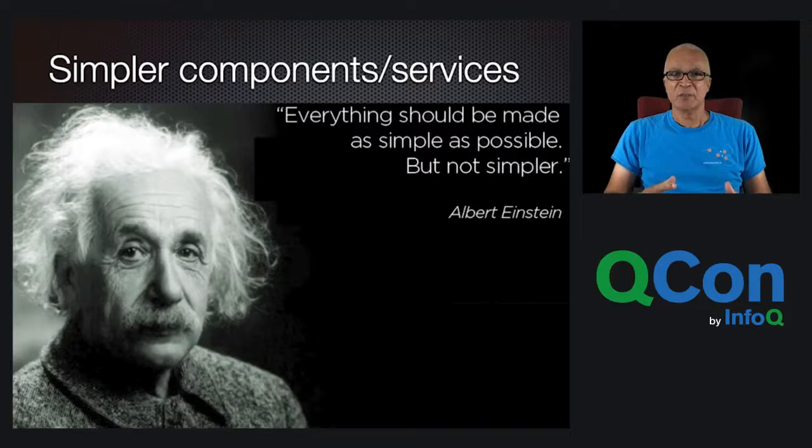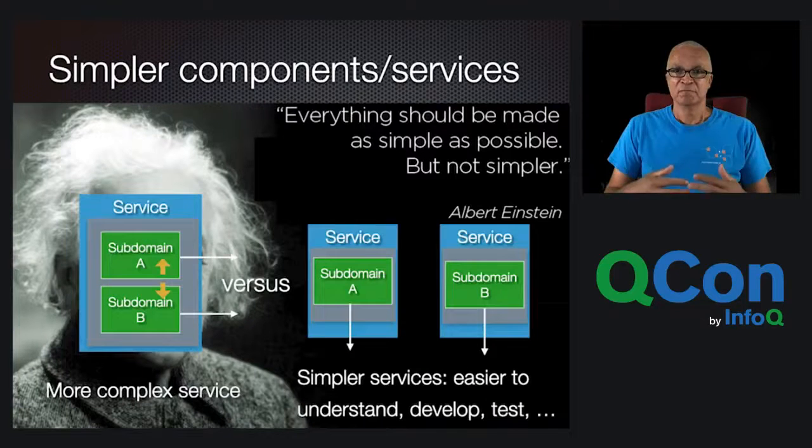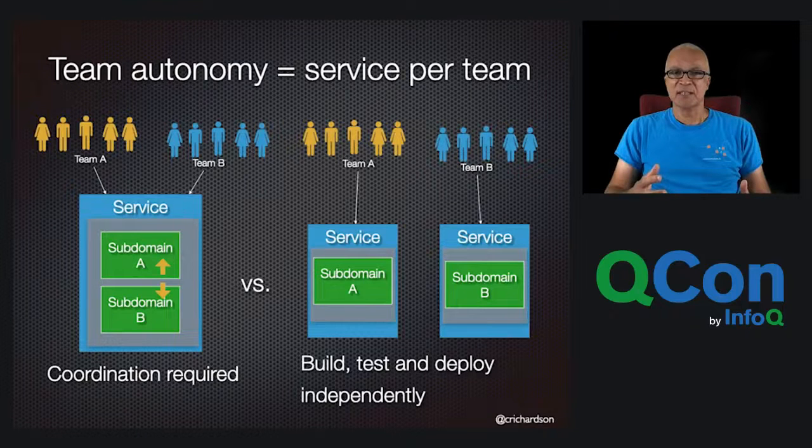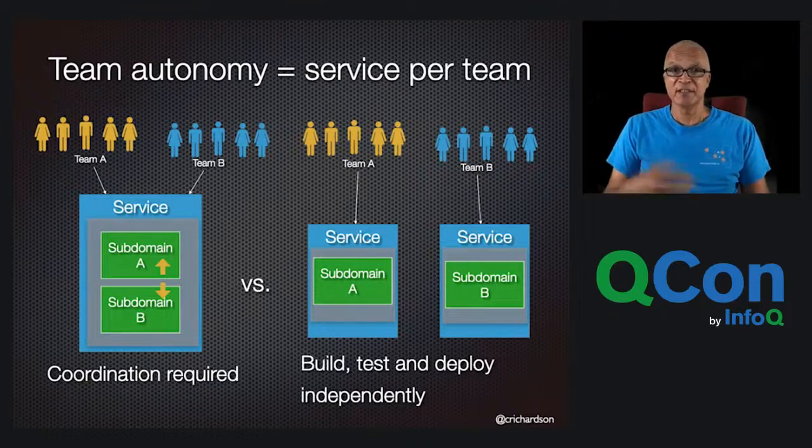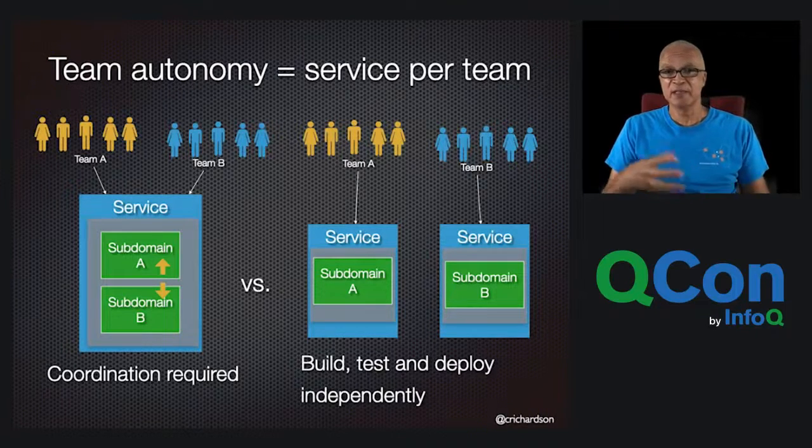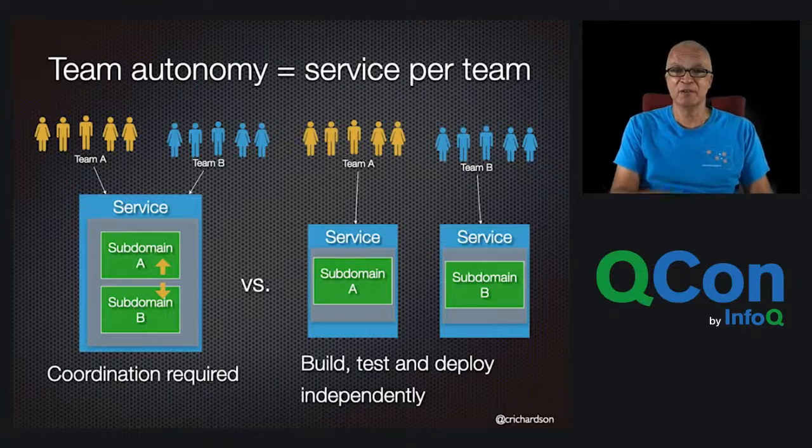The first dark energy repulsive force is simple services. Services should be as simple as possible and have as few dependencies as possible. This ensures that they are easier to understand, develop, and test. We should therefore minimize the number of subdomains that are grouped together to form a service. The second dark energy force is team autonomy. Team autonomy is an essential aspect of high-performance software delivery. Each team should be able to develop, test, and deploy their software independently of other teams. We should therefore avoid co-locating subdomains that are owned by different teams together in the same service.